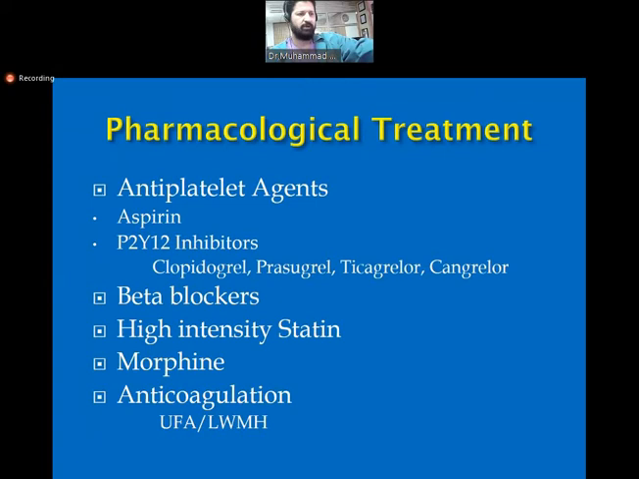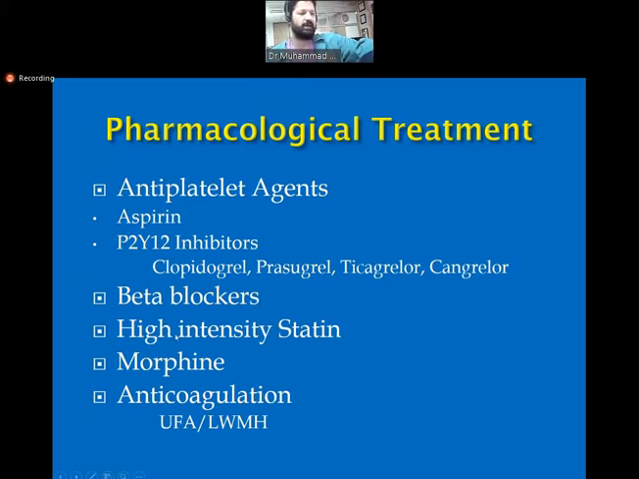Pharmacological treatment: you need antiplatelet agents, that is aspirin or P2Y12 inhibitors: clopidogrel, prasugrel, ticagrelor, and cangrelor. Previously, in this group, clopidogrel was very commonly used, but now ticagrelor is taking the place of clopidogrel because it is showing more efficacy than clopidogrel.